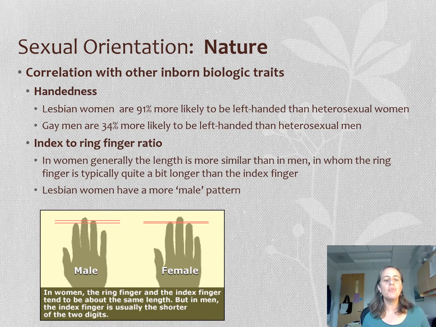There's this correlation with other biologic traits that suggests that if these things go together, then they're biologic. It's just part of how people are put together. So one is handedness. Lesbian women are a lot more likely to be left-handed than heterosexual women, and gay men are more likely to be left-handed than straight men as well. Now, it certainly doesn't mean if you're left-handed, you are gay or lesbian. And it certainly doesn't mean if you're gay or lesbian and you're not left-handed that you're not gay. No, not at all. But it's just kind of interesting.